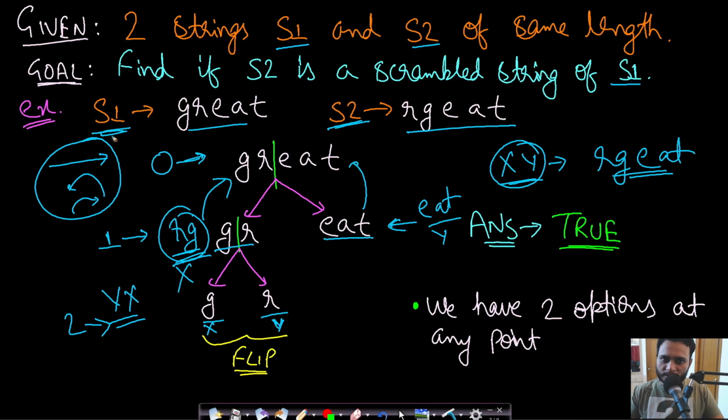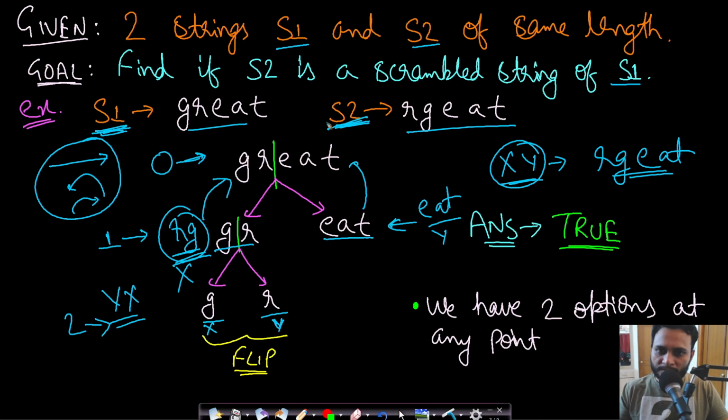So in this case, we started with string S1. We just partitioned for all the possibilities, and then we tried to build up the order and we got string S2. So if there is at least one such partition sequence so that S1 can be converted to S2, then we will say that both of them are scramble strings of each other. So in this case, we will return true, saying that S1 is a scramble string of S2.